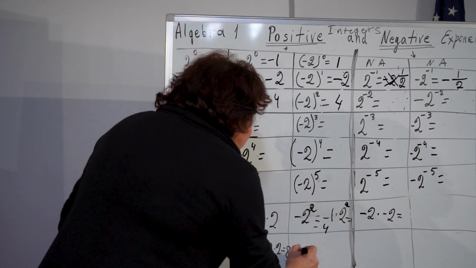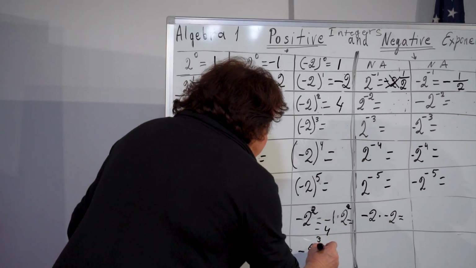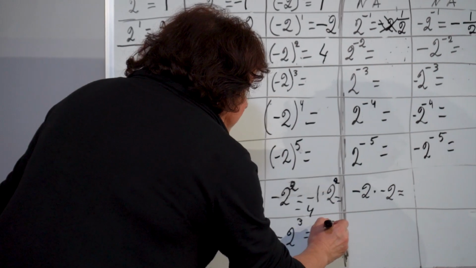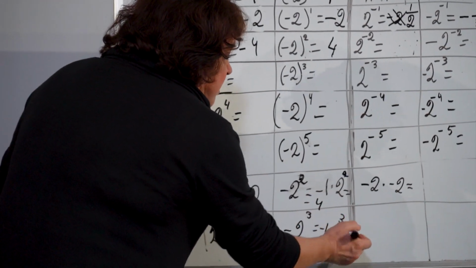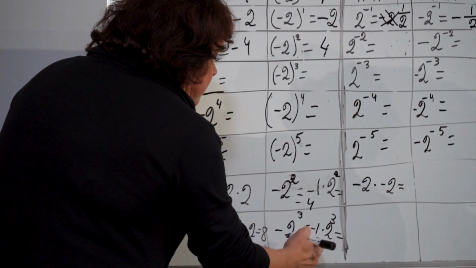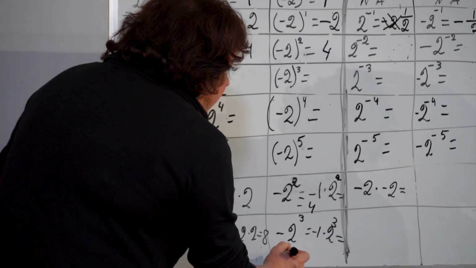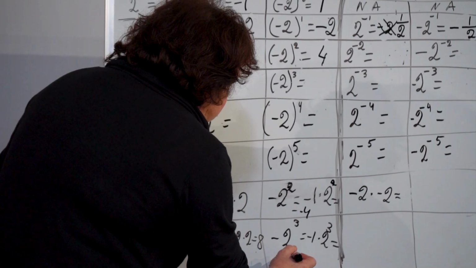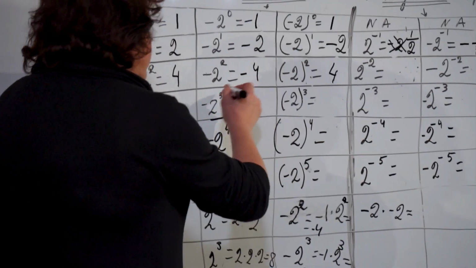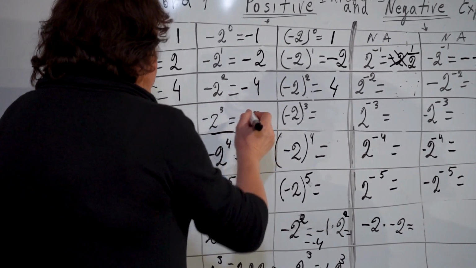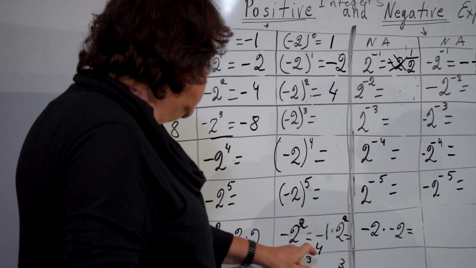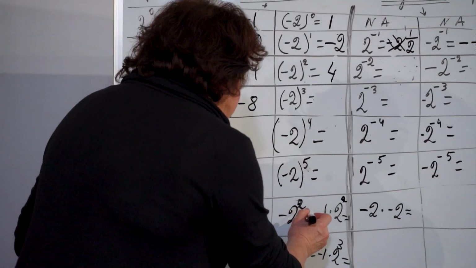So if it's negative 2 to the power of 3, what does it mean? It means negative 1 times 2 to the power of 3. So what is the answer going to be? This is 8 times negative 1, going to be negative. This is going to be negative 8. Negative 8.